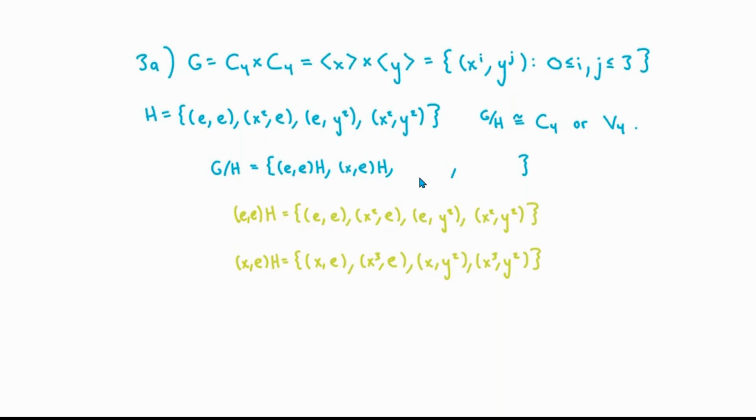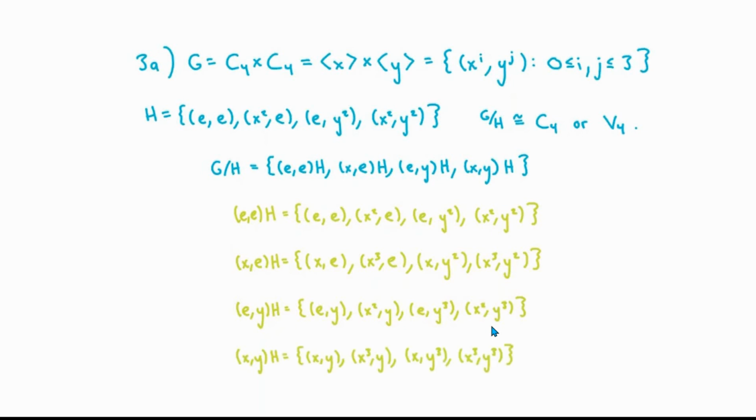Now for the third coset, I need to pick another element which I haven't seen yet, and this time I'll pick the element identity, y, which gives me the coset that you see here. And finally, I need to pick another element that I haven't seen yet, and this time I'll pick xy, which gives me the coset xy times H, and that accounts for all of the elements of the group G mod H.